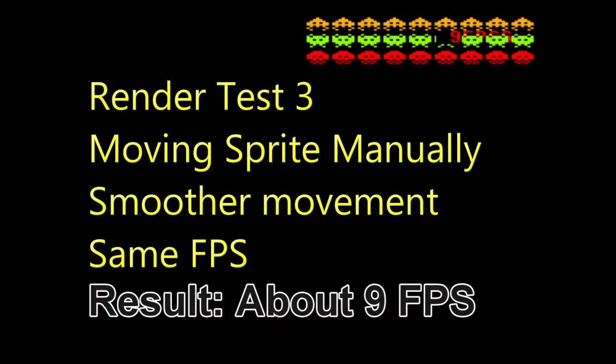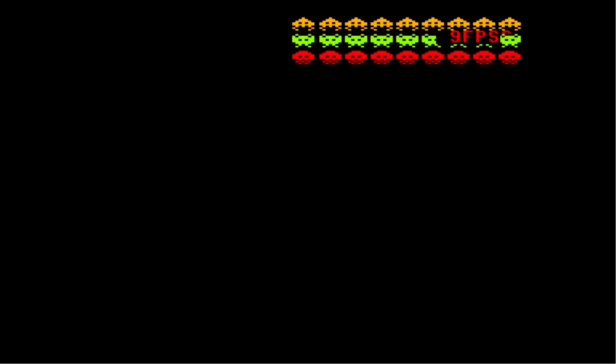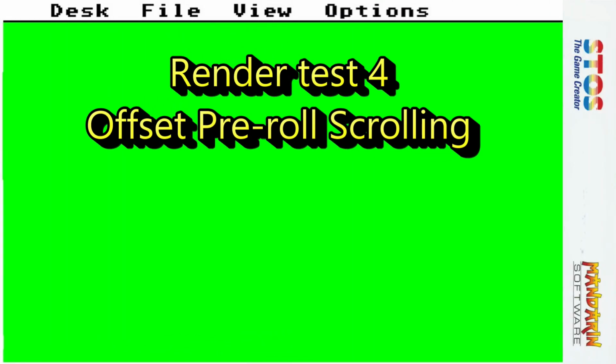This looks about exactly the same as render test 2. It's time to move away from STOS sprites to see if we can figure out a way to really amp up the frame rate. Render test 4, offset pre-roll scrolling.